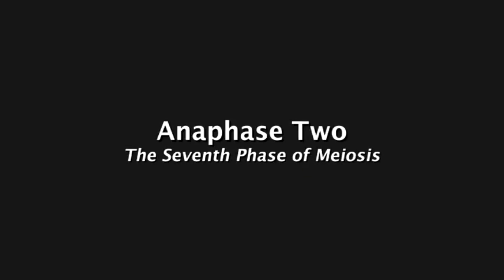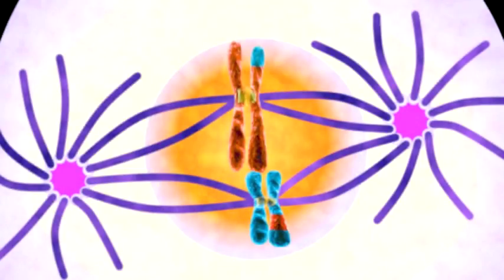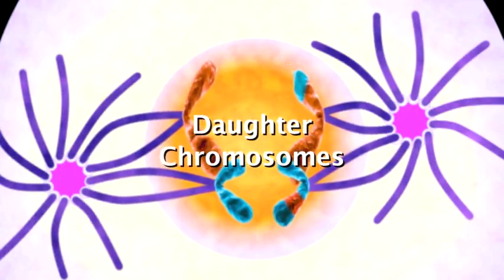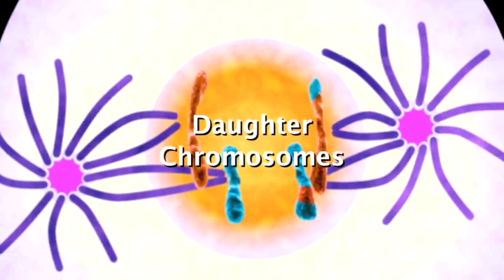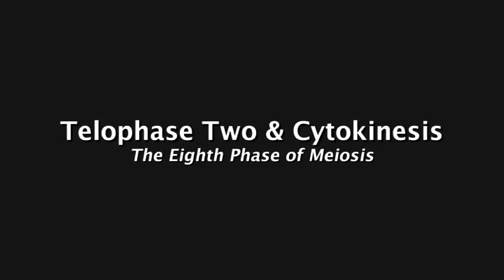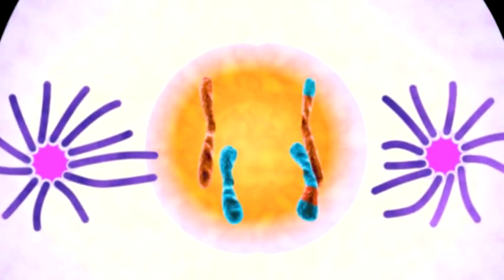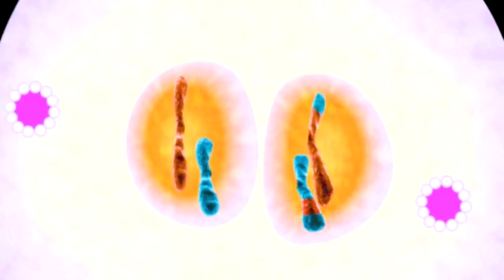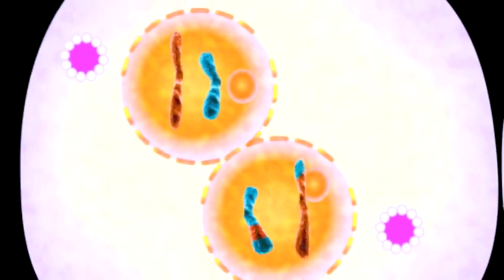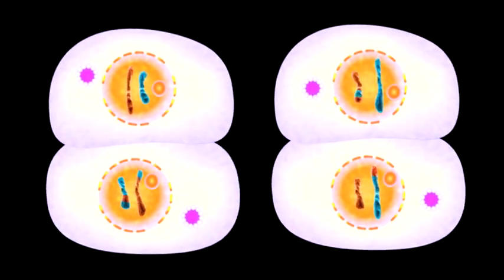During anaphase 2, the seventh phase of meiosis, the microtubules pull the sister chromatids apart, and new daughter chromosomes are formed at each end of the cell. Finally, during telophase 2 and cytokinesis, the eighth and final phase of meiosis, the microtubules vanish, new nuclear membranes form, and nucleoli reappear in the 4 new nuclei, as cytokinesis cleaves the cells in two.